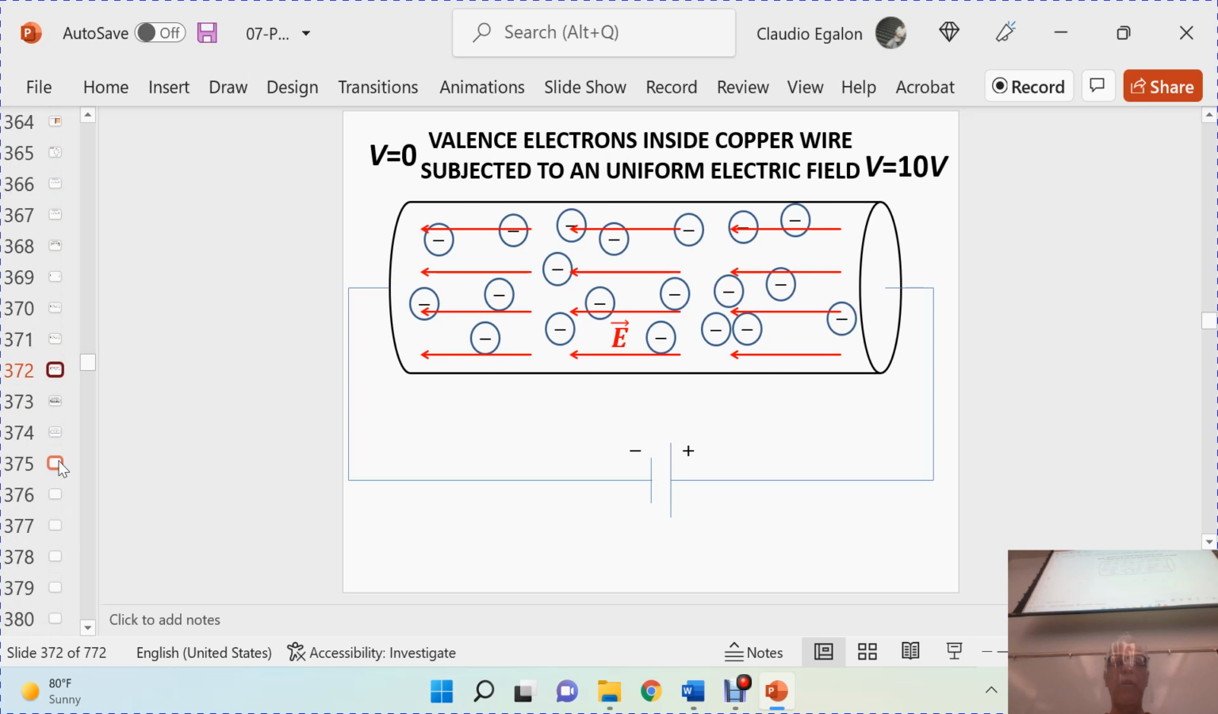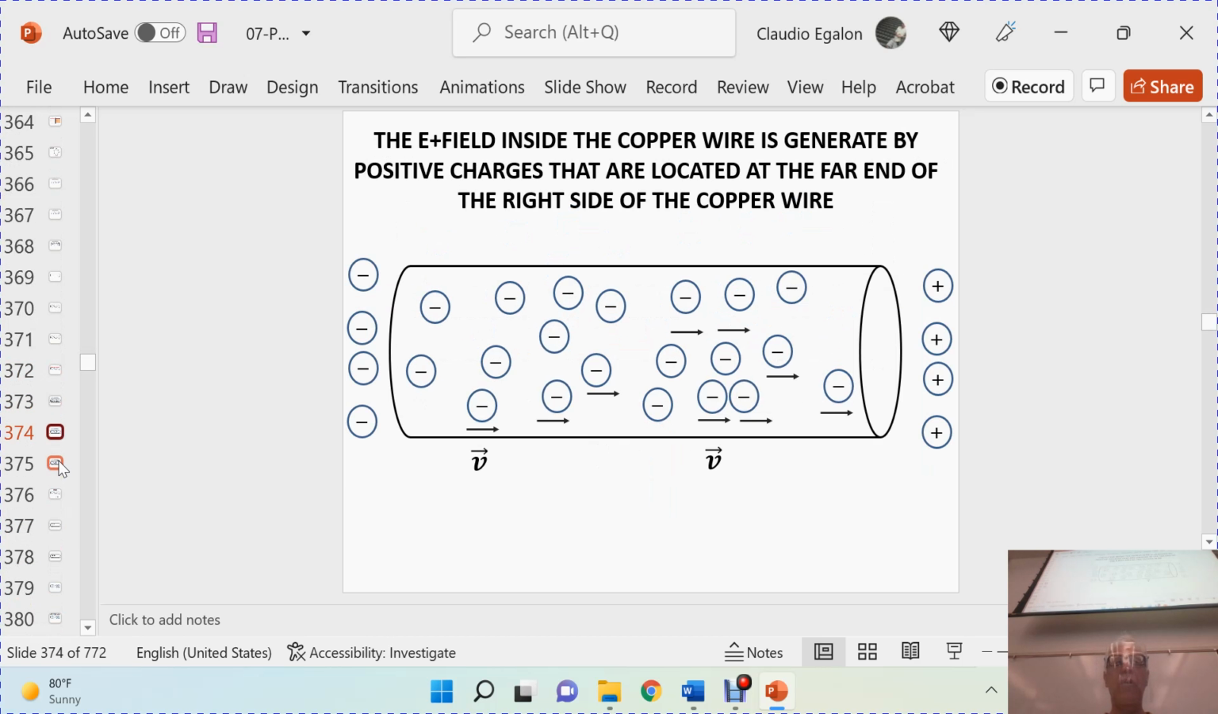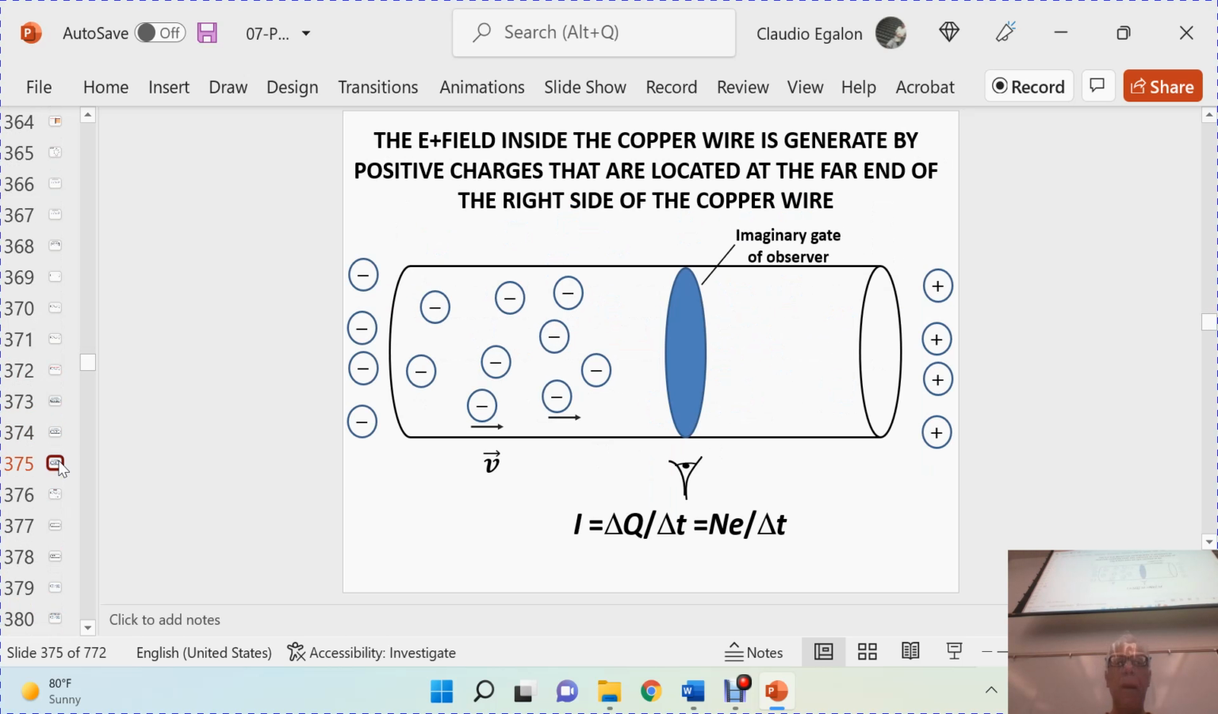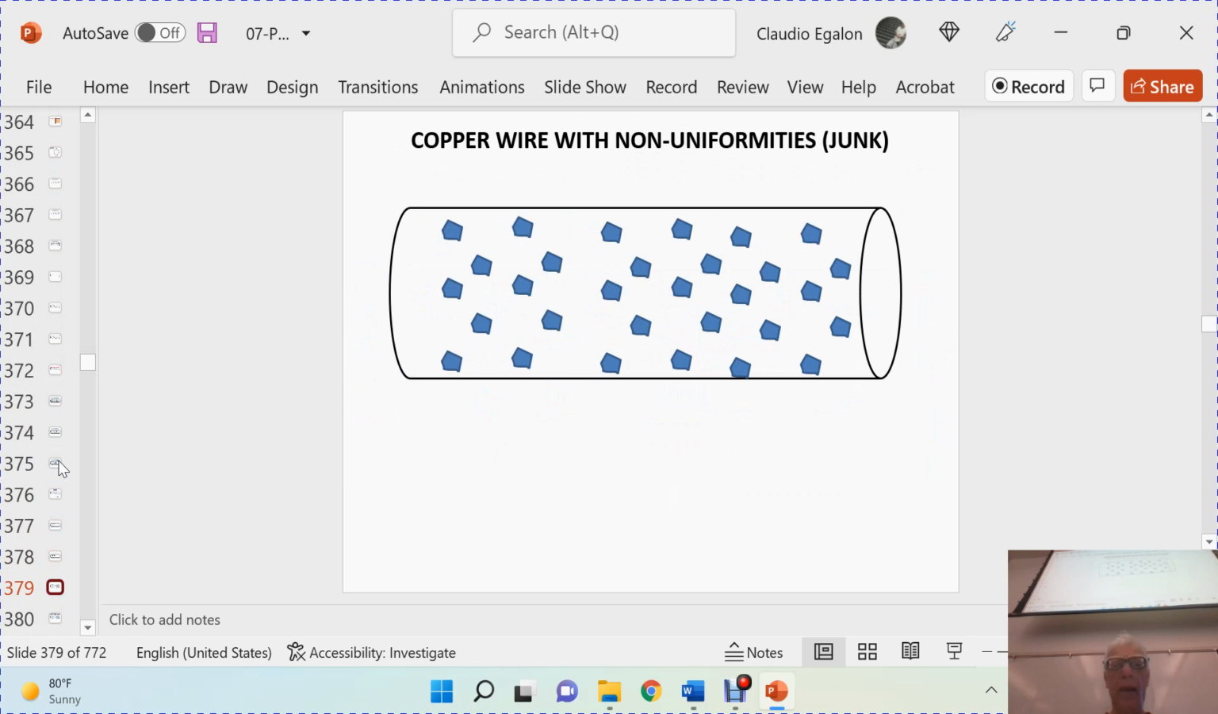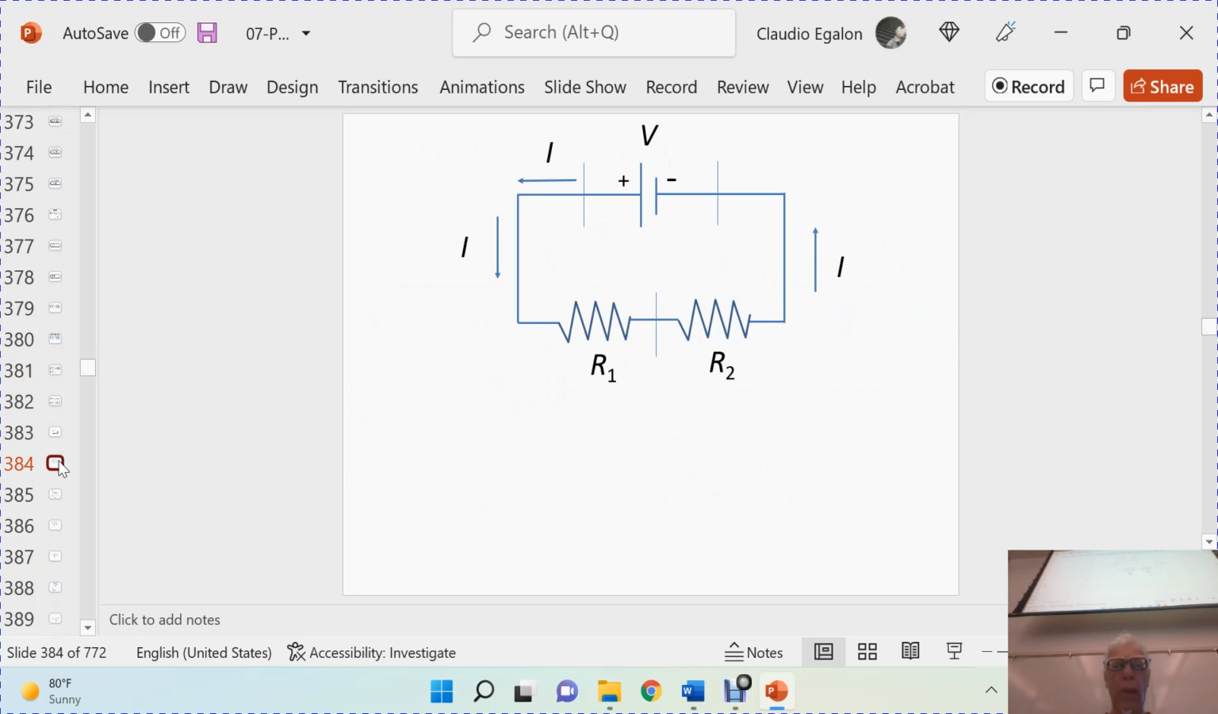You can have circuits that have resistors connections that are both in series and parallel. And I need you to practice that at home. Okay, so here you go.